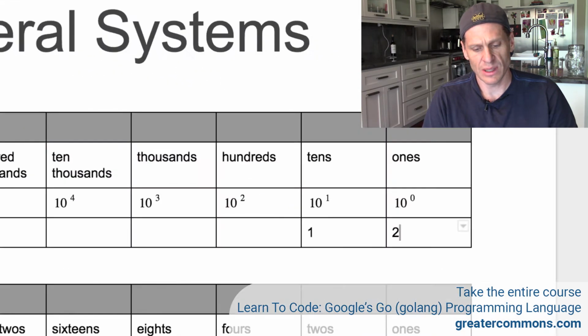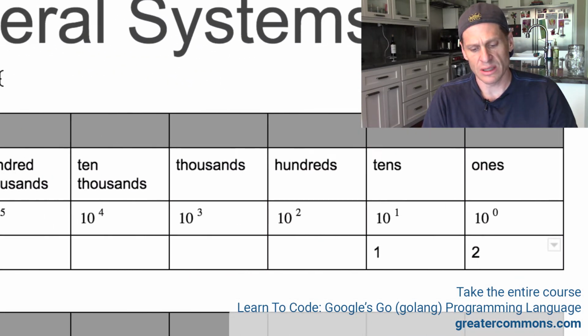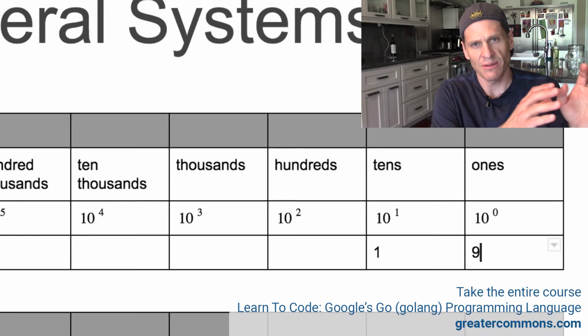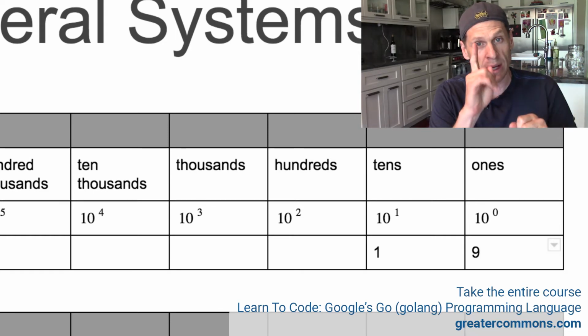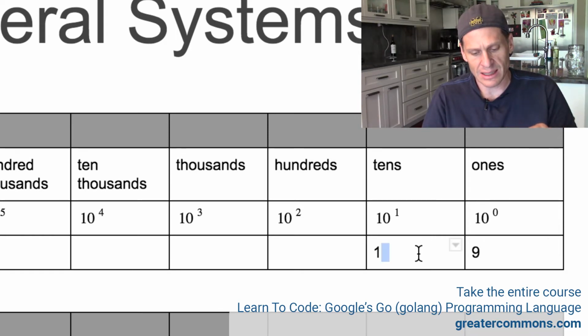There we go, sweet. So 10 to the 0 is the 1 spot, and we could say we have 0 ones. We could have 1 one, 2 ones, 3, 4, 5, 6, 7, 8, 9. You can't do 10. If you do 10, your stuff goes over to the next category and you've got 1 ten. You've got 1 in the 10 spot.